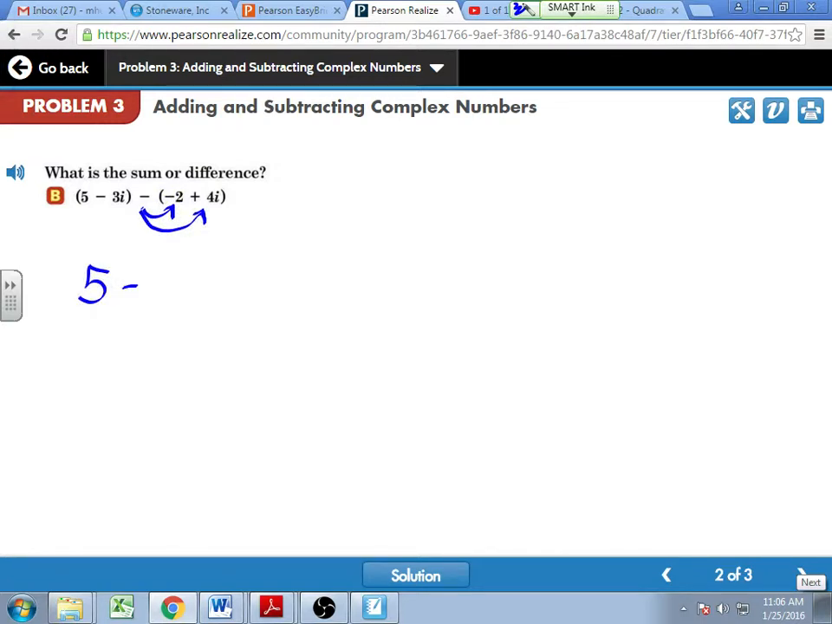So I rewrite this as 5 minus 3i plus 2 minus 4i. I combine my reals, which gets me 7. I combine my imaginaries, negative 7i. Don't forget your i.